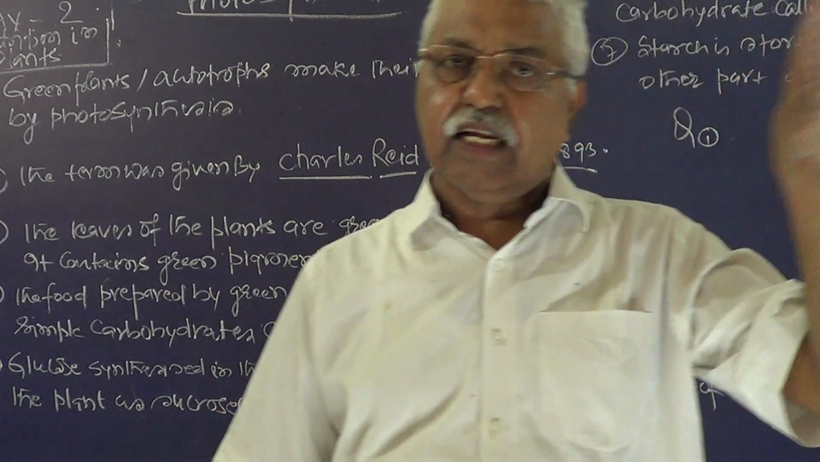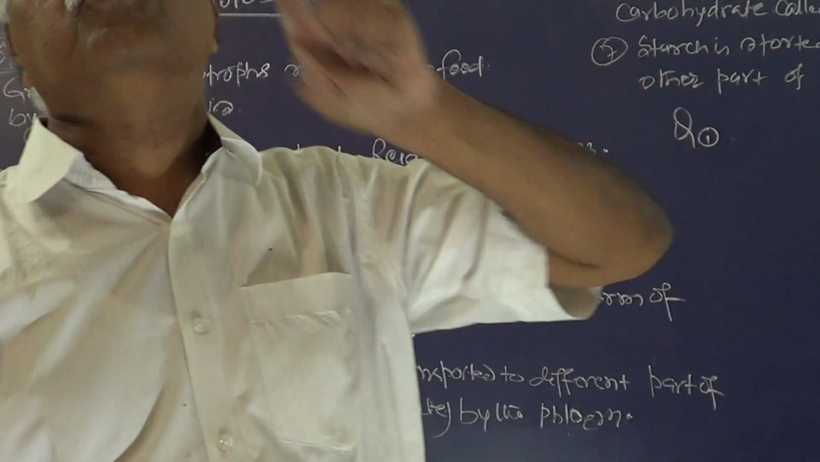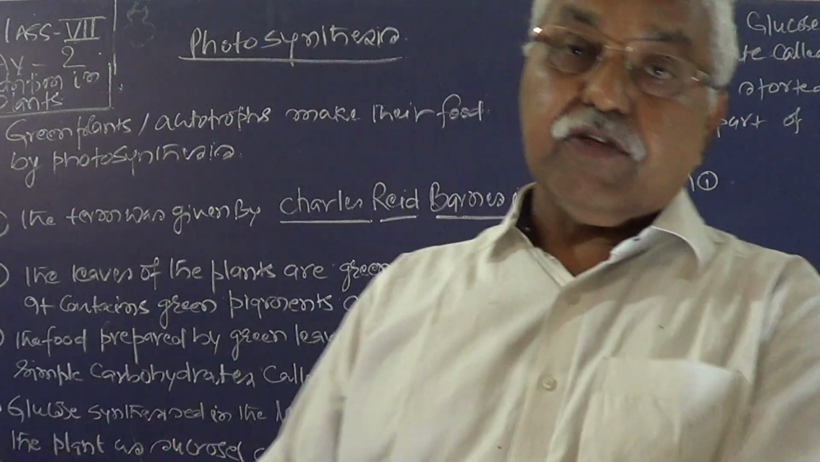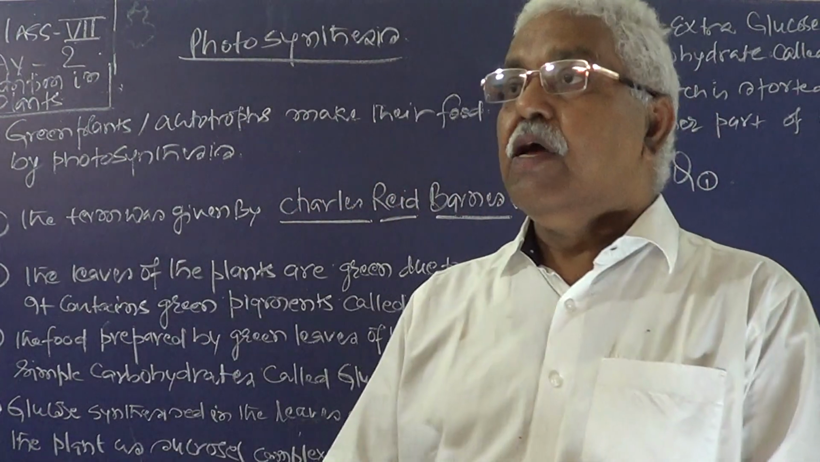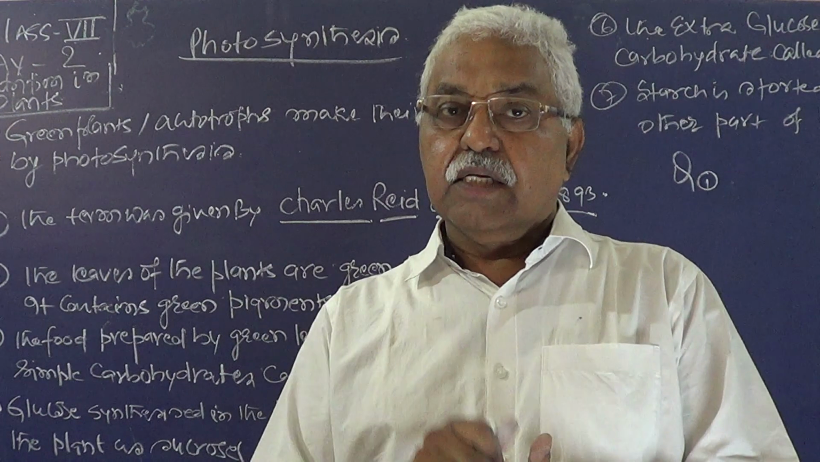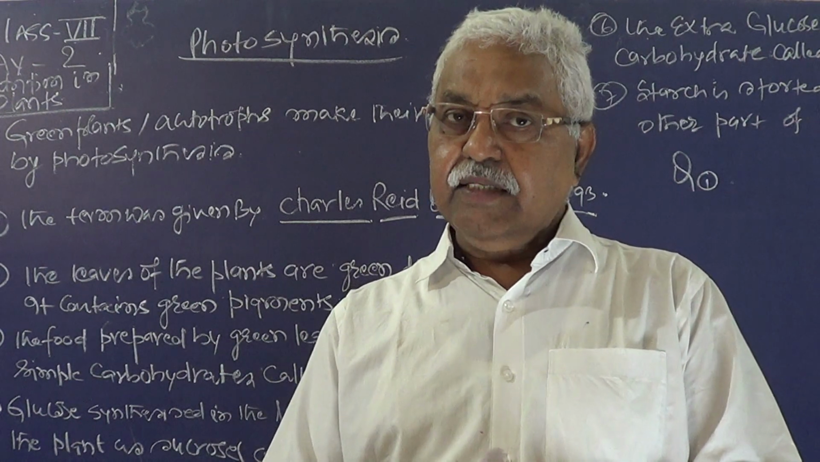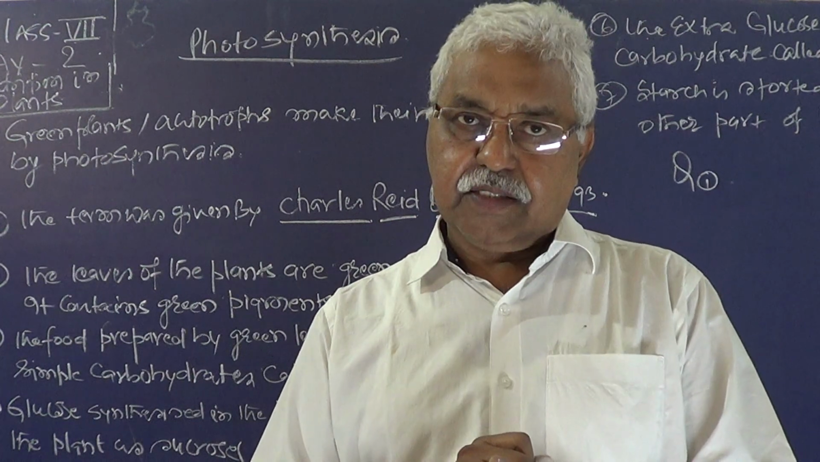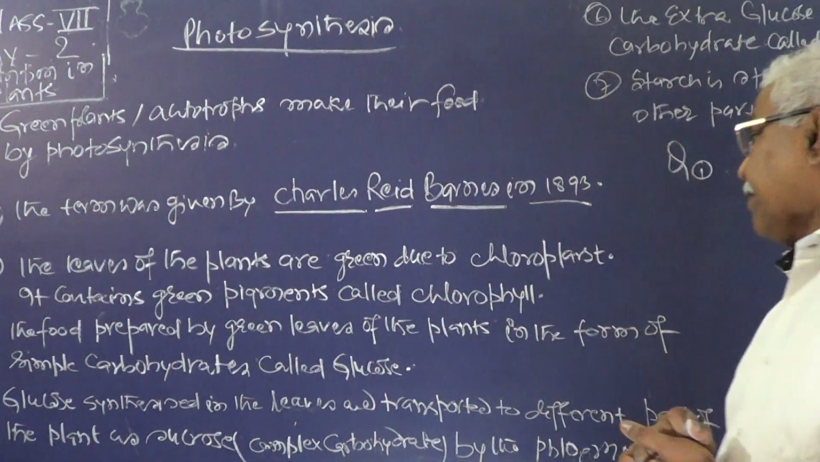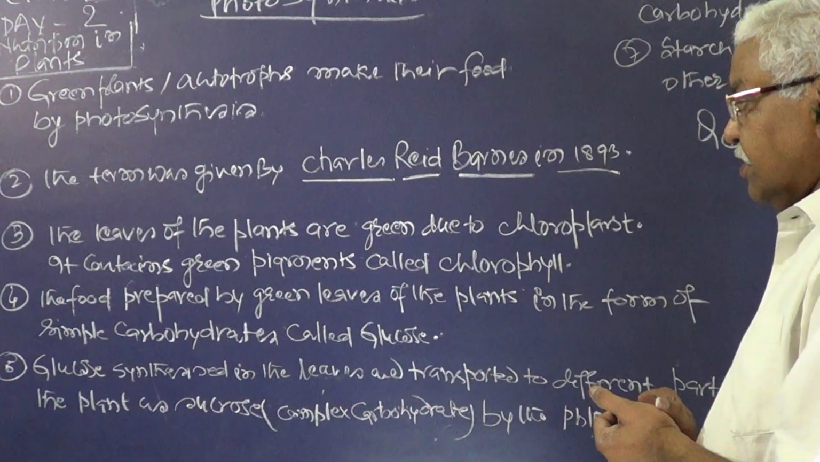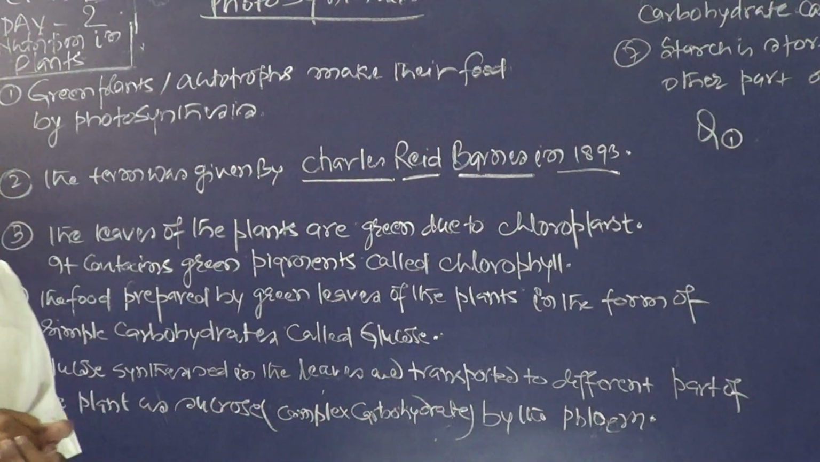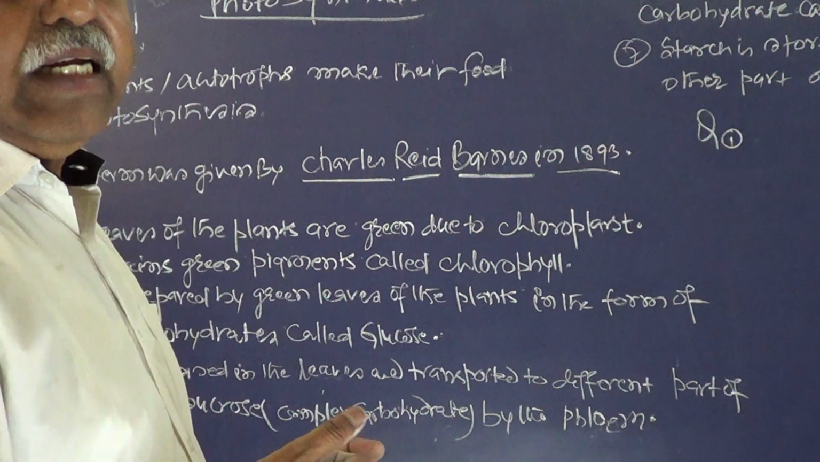We will go into the details of the leaf. The leaf has the stomata. What is the role of the stomata? All these things we will cover experimentally. We will show you the plants. So why are plants green? Because the leaves of the plant contain chloroplast. A chloroplast contains the green pigment that is called chlorophyll. The food is prepared by the green leaves of the plant.